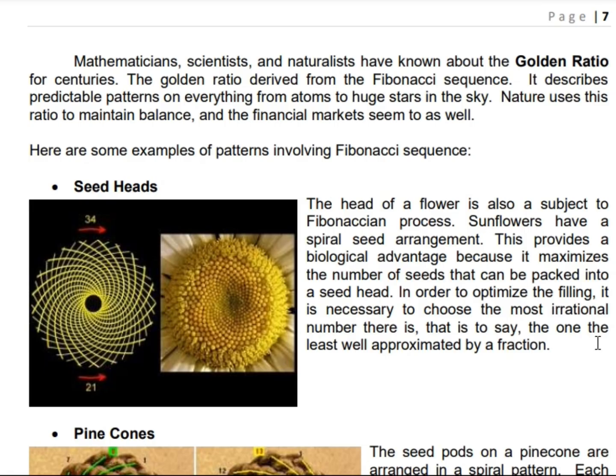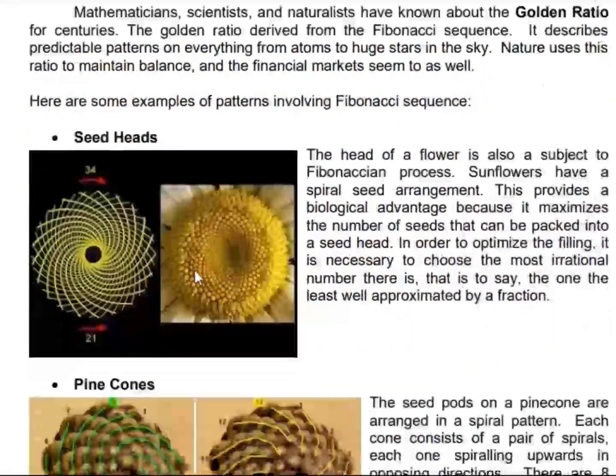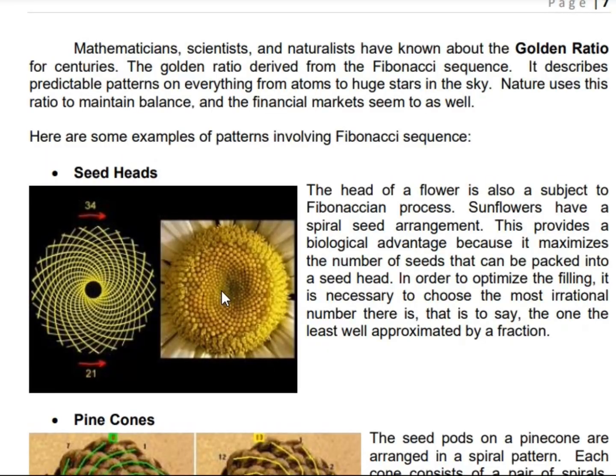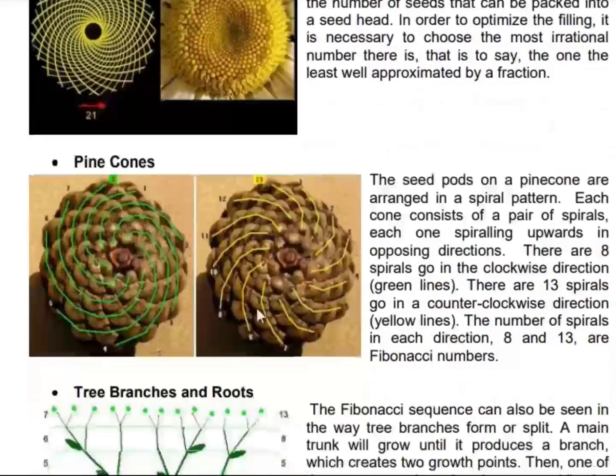This provides a biological advantage because the purpose of the sunflower using the Fibonacci sequence is to maximize the number of seeds that can be packed into a seed head. In order to optimize the filling, it is necessary to choose the most irrational number there is, which we call the golden ratio, 1.61803. So the distribution of the seed head follows a pattern with an angle of 1.61803.